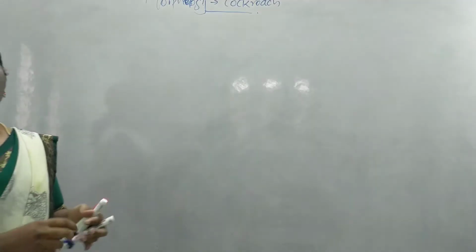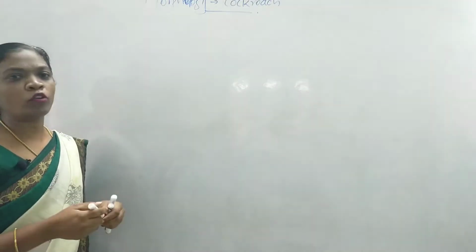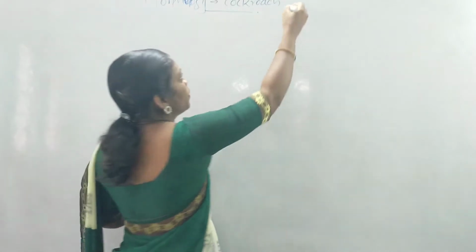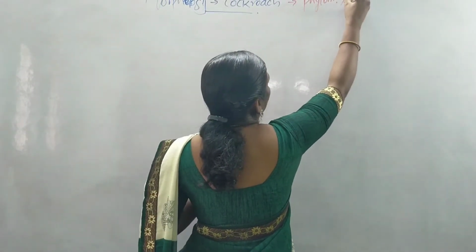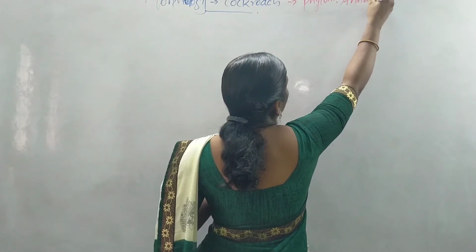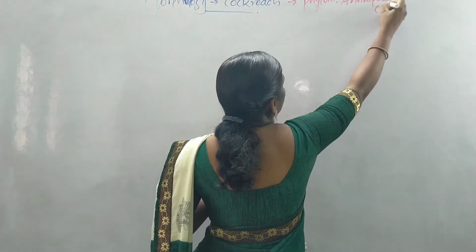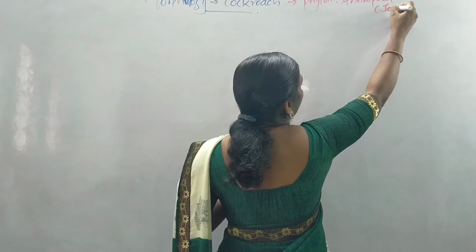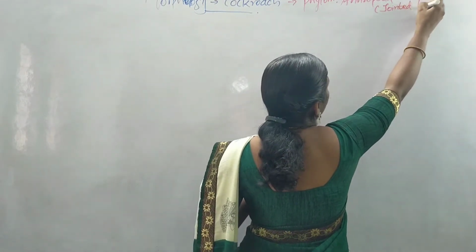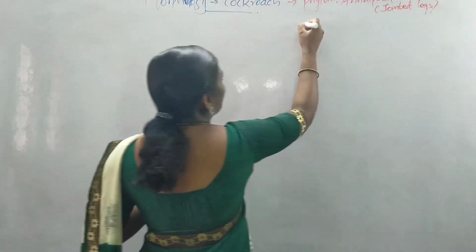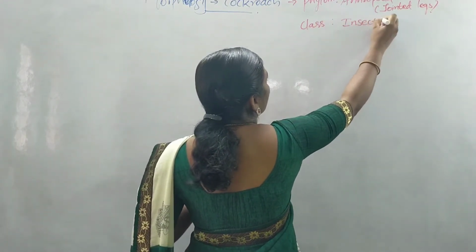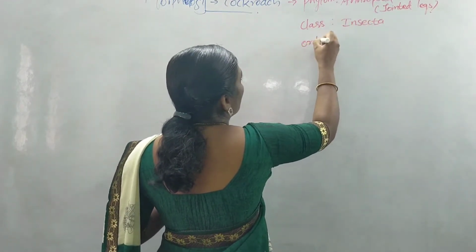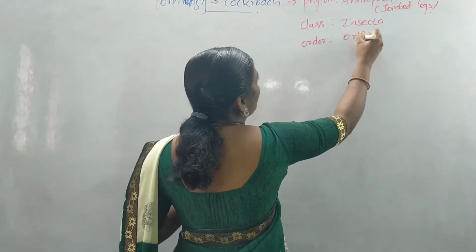Before knowing about the morphology, we should know the systematic position of cockroach. Cockroach belongs to the phylum Arthropoda, which means jointed appendages or jointed legs. It belongs to the class Insecta. It comes under the order Orthoptera.